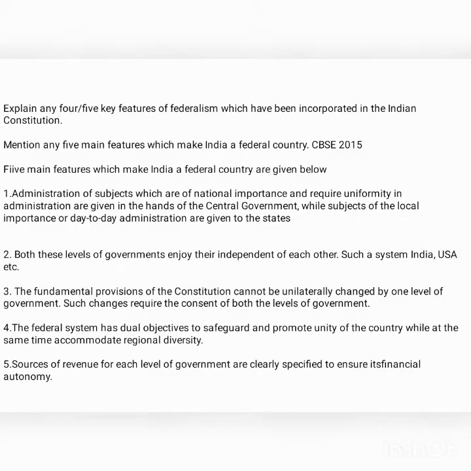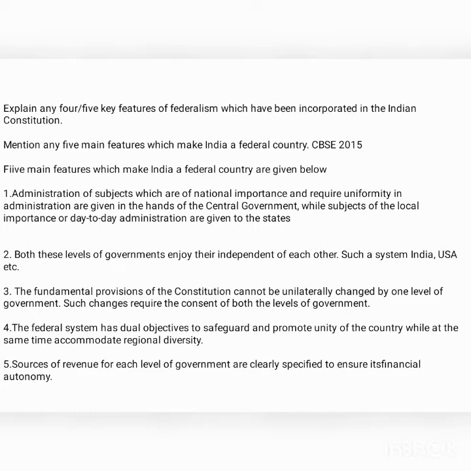Explain any four or five key features of federalism which have been incorporated in the Indian Constitution. This is also one more important question. First point: administration of subjects which are of national importance and require uniformity in administration are given into the hands of the central government. Example: defense, railways, foreign affairs, etc. While the subjects of local importance or day-to-day administration are given into the hands of the states.